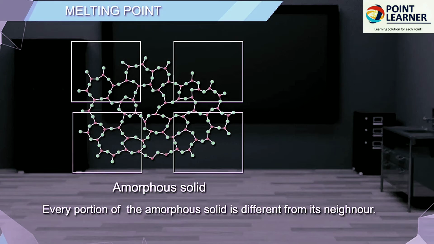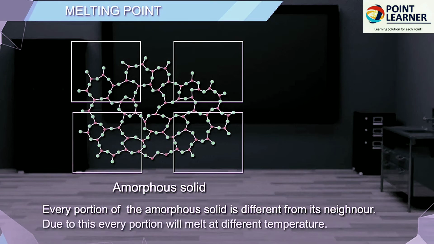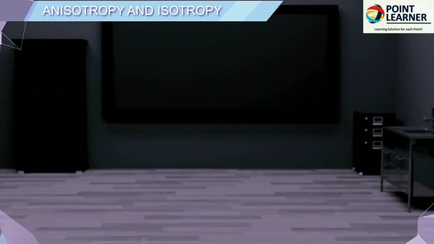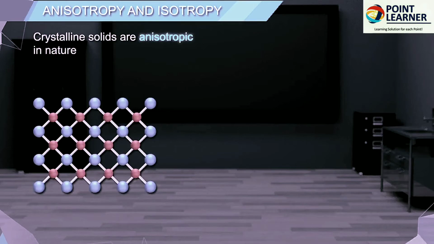Whereas in amorphous solid, every portion of amorphous solid is different from its neighbor. Due to this, every portion will melt at different temperature. Therefore, amorphous solids melt over a wide range of temperature. The second difference is anisotropy and isotropy.